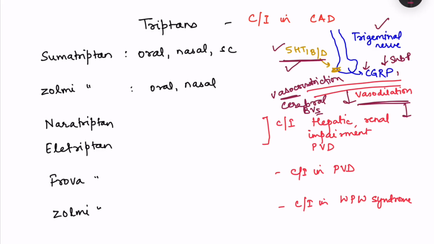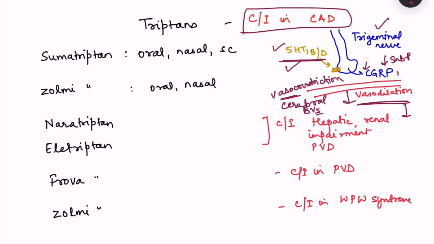So these triptans, we have different drugs, but remember that these triptans are contraindicated in coronary artery disease because the direct effect of serotonin is vasoconstriction. So already in coronary artery disease, blood flow is the one which is affected. So we don't want to decrease it further. So that is why triptans are contraindicated in coronary artery disease.